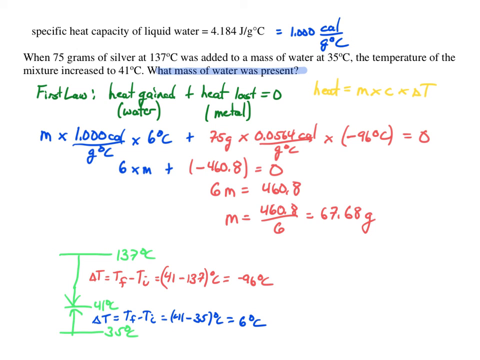Let's look at our sig figs. We're going to be limited to 1 sig fig because of that number here. We can only use 1 sig fig in our answer. We'll have to use scientific notation. I'll first convert this to scientific notation, and then that rounds up to 7. Our final answer is 7 times 10 to the first grams.